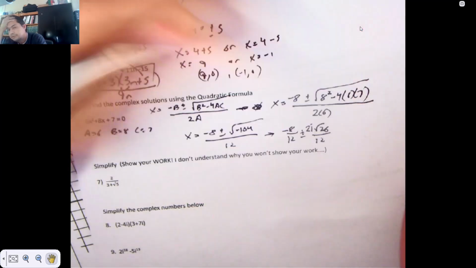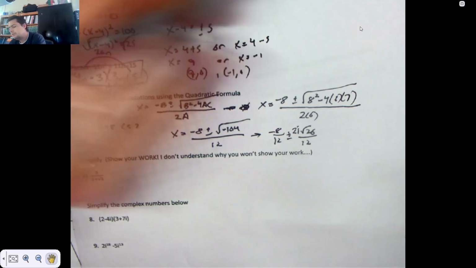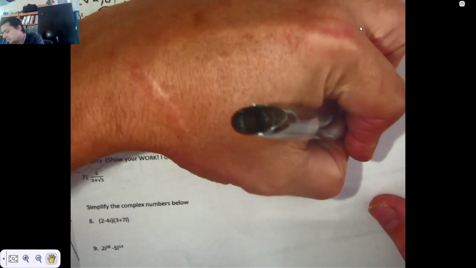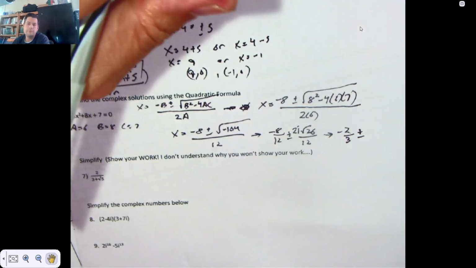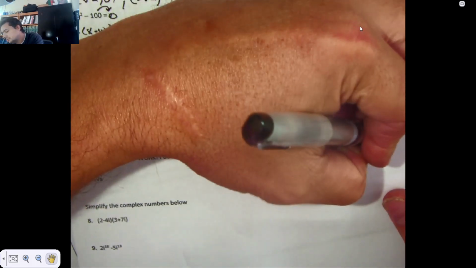sitting over 12. Then I can do my reduction. Negative 8 over 12 is going to reduce down to negative 2/3, plus or minus 2i root 26 over 12, which is i root 26 over 6.